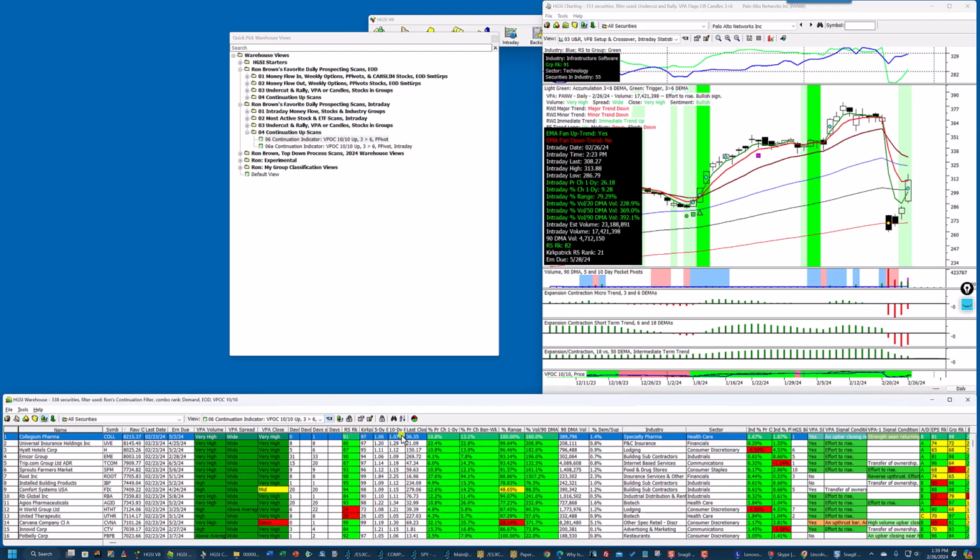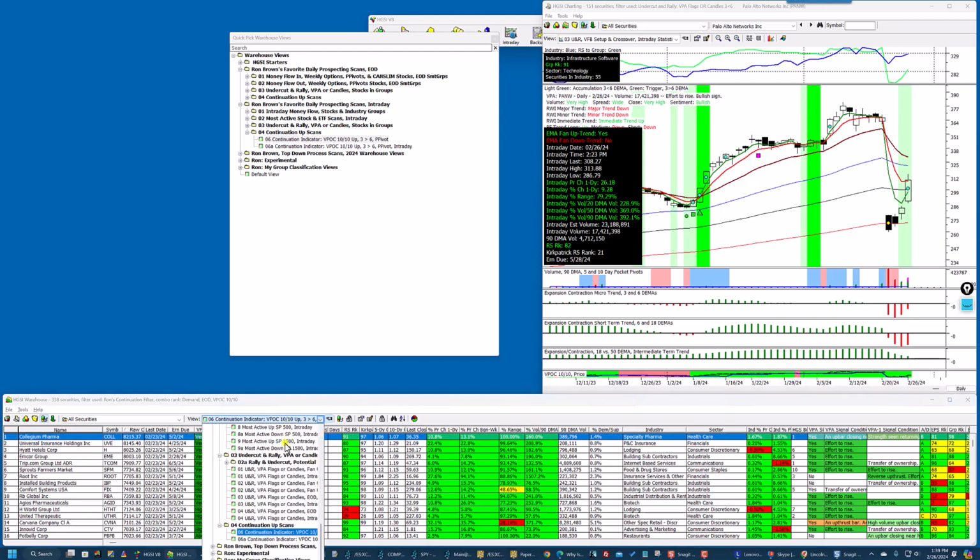RS is 91 and 97. It's up another 10% today, up 13.1% from the beginning of the week trading. Okay, this is the end of day. I'm sorry. But you can see, you can look at it on end of day.